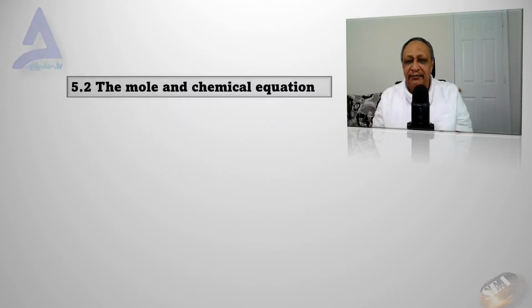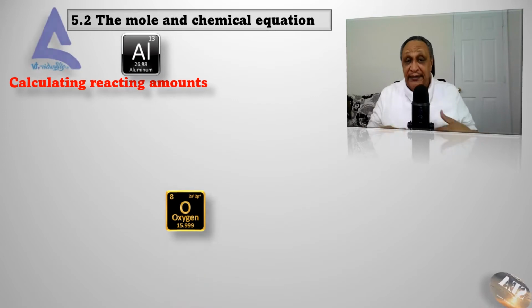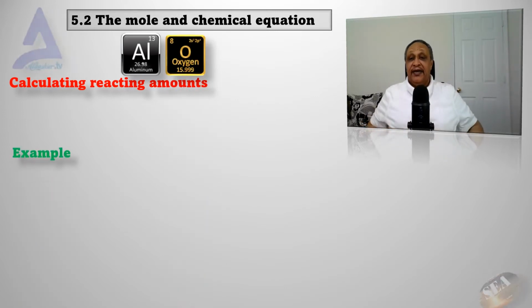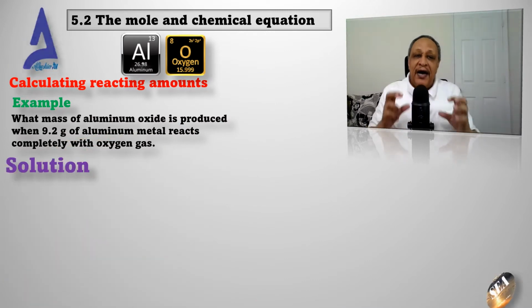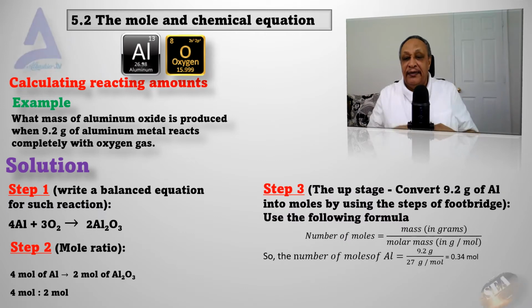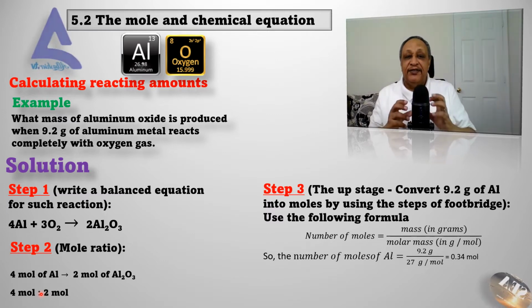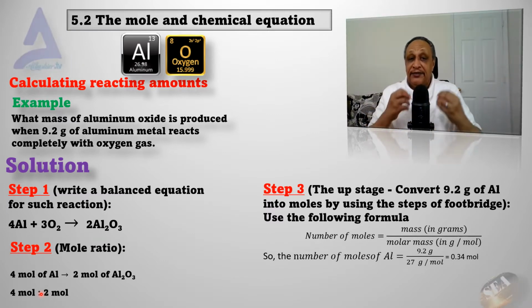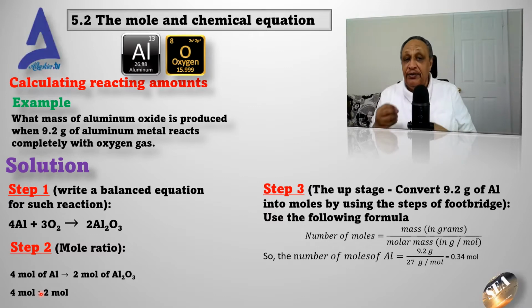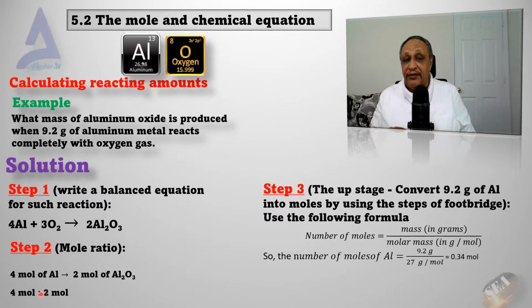Here is our second example. It's going to be a little bit hard and a little bit indirect. From now on, we are going deeper so we can understand what is going on. Our example says: what mass of aluminum oxide is produced when 9.2 grams of aluminum metal reacts completely with oxygen gas.